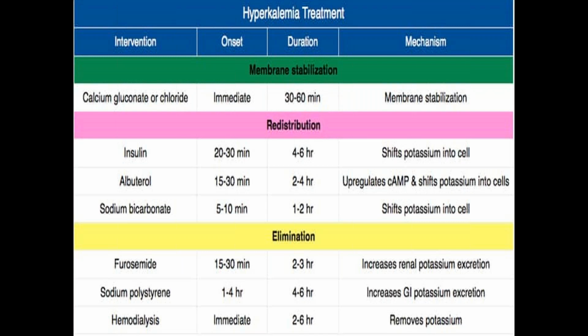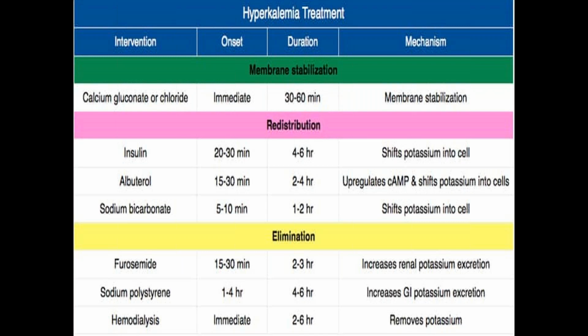Now there are two ways you can take the potassium off. You can either push it into the cells, but when you push it into the cells, remember the total body potassium remains constant because you're not taking it out. If you want to take it out, then you need either extracorporeal means or to give certain drugs.